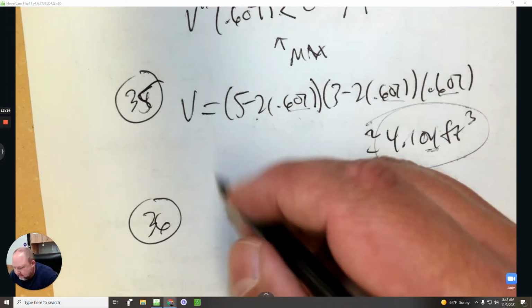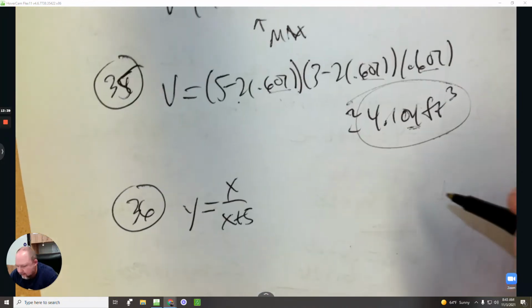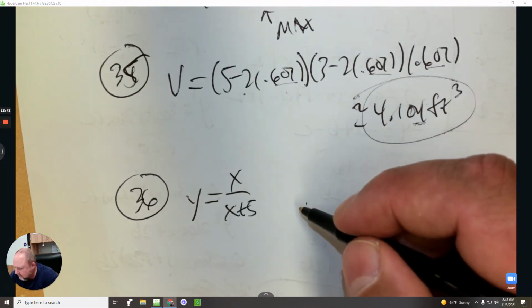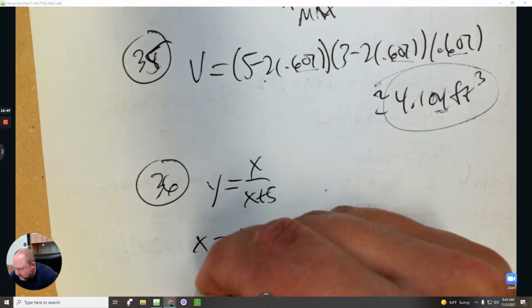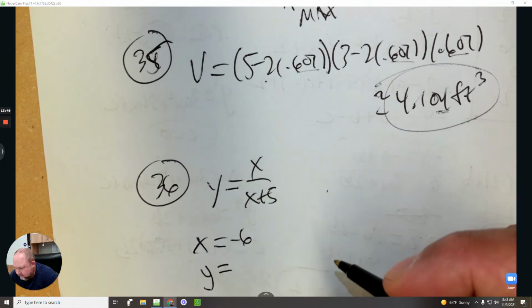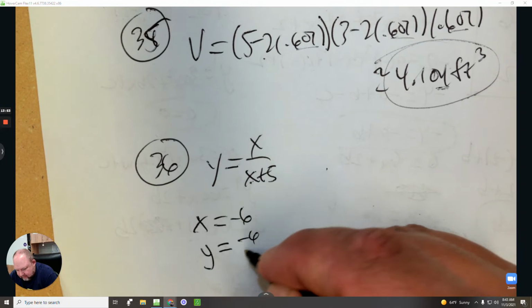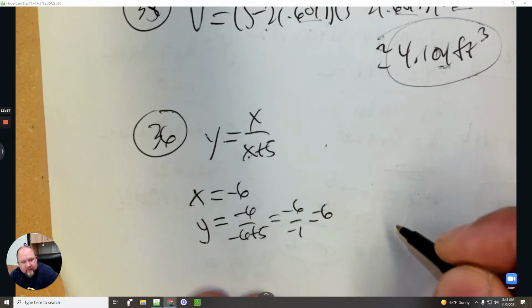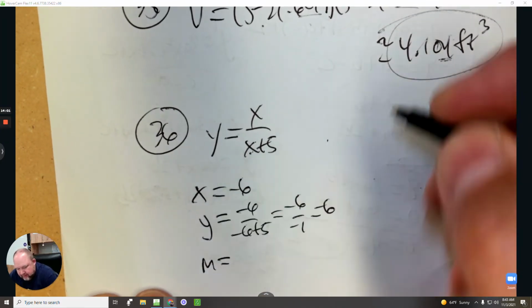In number 36, y equals x over x plus 5. Find the equation of the tangent line. So x is negative 6. The y value: if I plug in negative 6 for x, that answer is positive 6. And then the slope is found by doing the derivative.